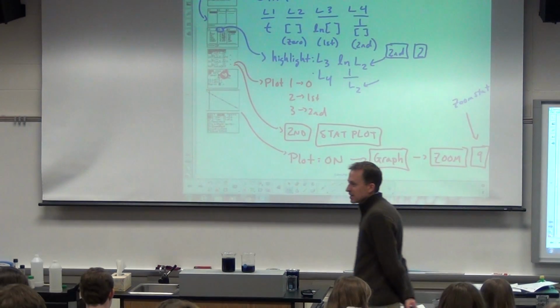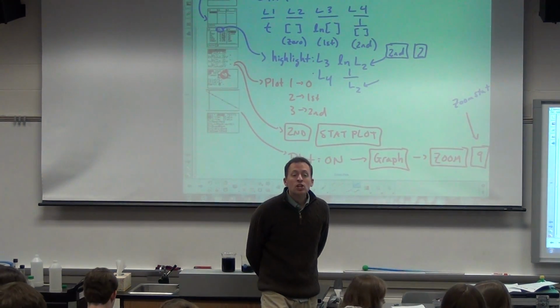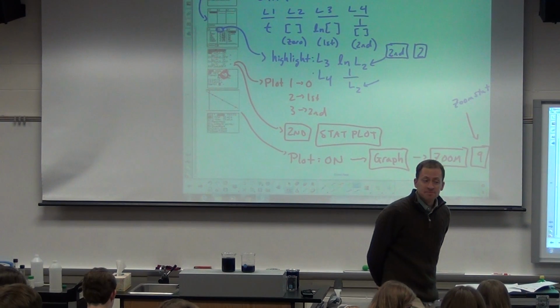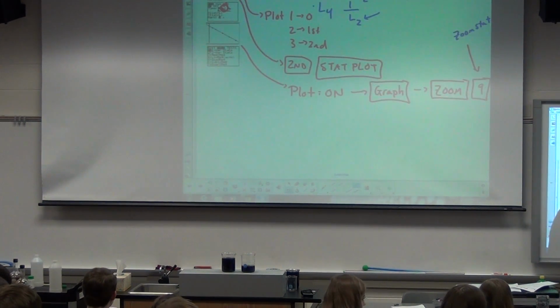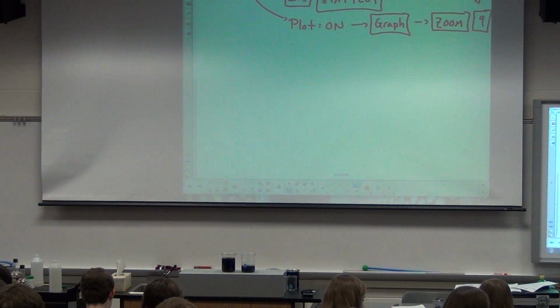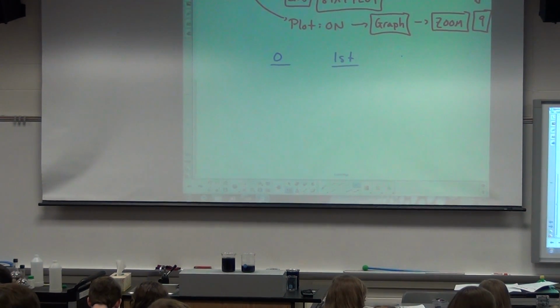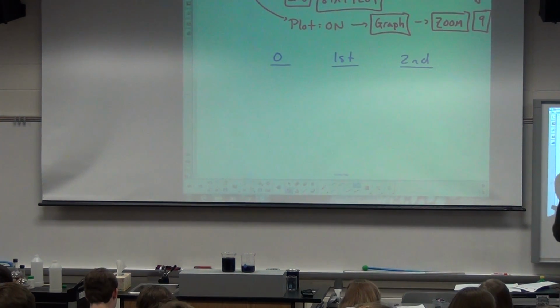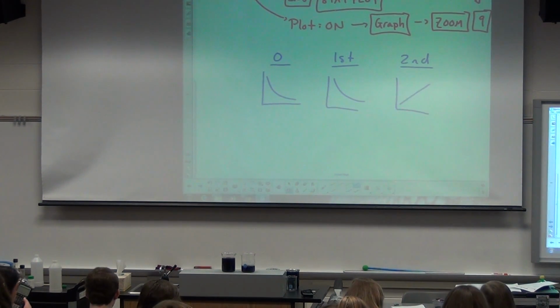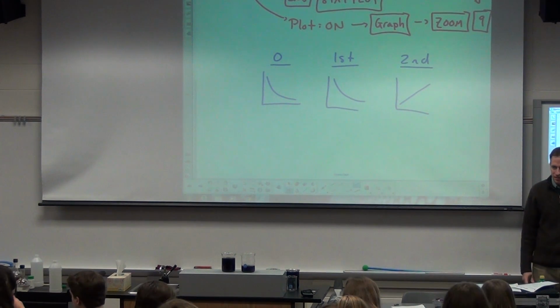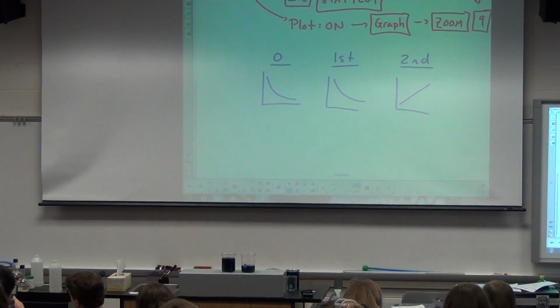Believe me, I don't expect you all to have this down in one step, one time. Turn off plot 2, turn on plot 3, graph zoom 9. Aha, why does it go the other way? So final thing, I'm assuming you have room to write this. Okay, so for this one that we had, I believe it looked like this. Correct? Okay.